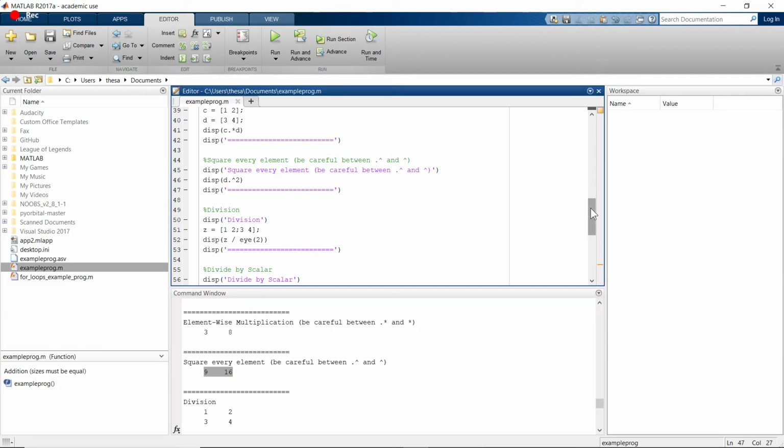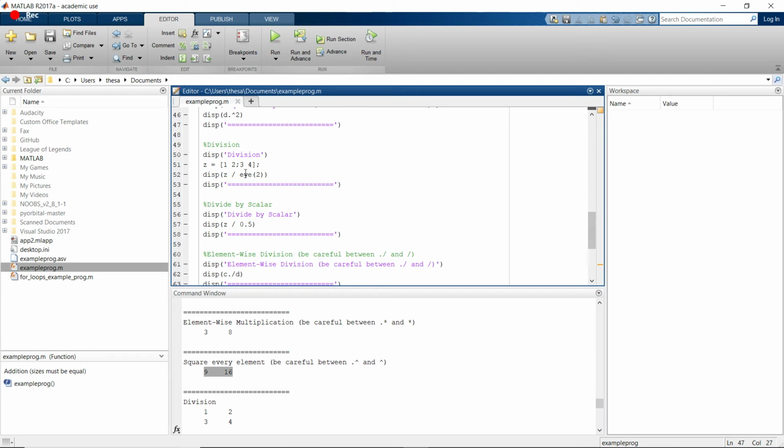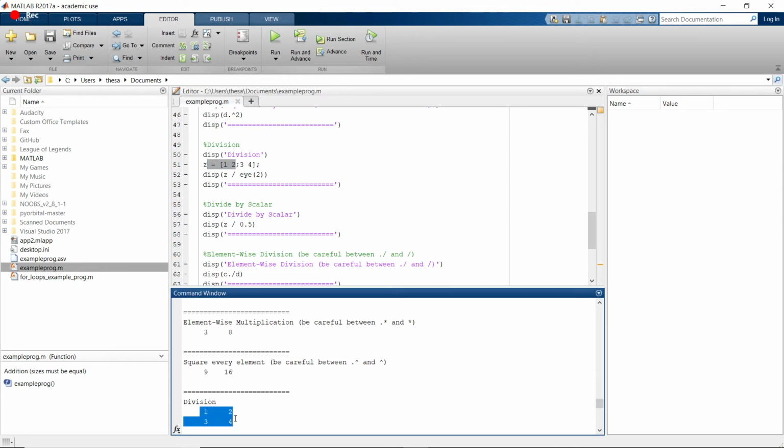There's also division of matrices, and we use the forward slash operator to do that. And so in this example here, I take Z and I divide by the identity matrix of the same size. And we know that if we divide by an identity matrix, we should get the same starting matrix. So we do indeed get the same 1, 2, 3, 4 matrix that we started with.